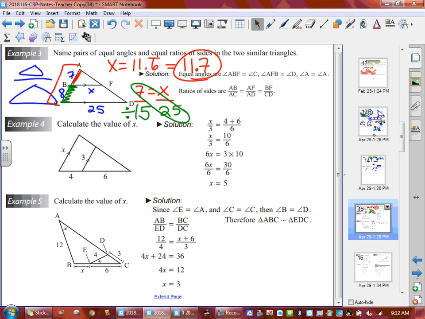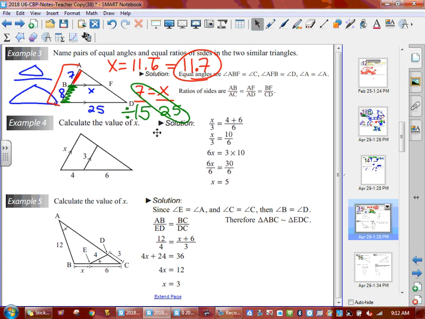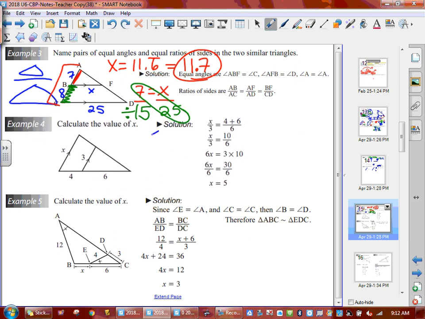Example 4. They want us to find X. Same idea though. So what we're doing is we're doing small triangle, or I guess they did big triangle. So they did, I'll show you what they did. So they did big triangle on top of small triangle, which is how they get X equals 10. Okay. So we're going to get X equals 10.